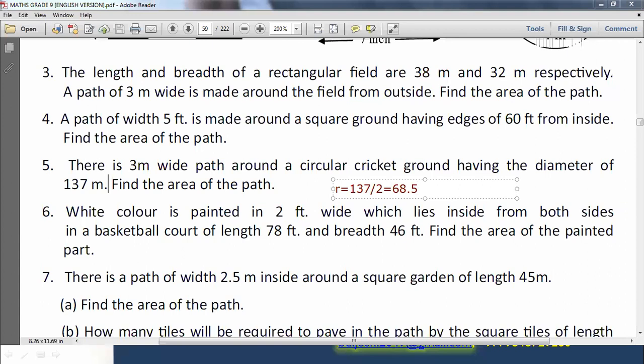And it is said that there is a 3-meter wide path around the circular cricket ground. It means it is the outer path. Inner path भनेको भए त्यहाँ लेखेकै हुन्छ. Inside the circular ground भनेको around the field, around the cricket ground भनेको cricket ground भन्दा बाहिर नै हुने हो. So it is outer path.